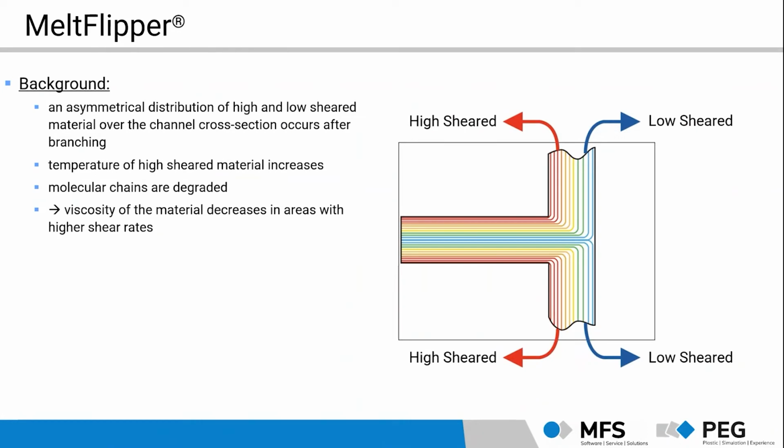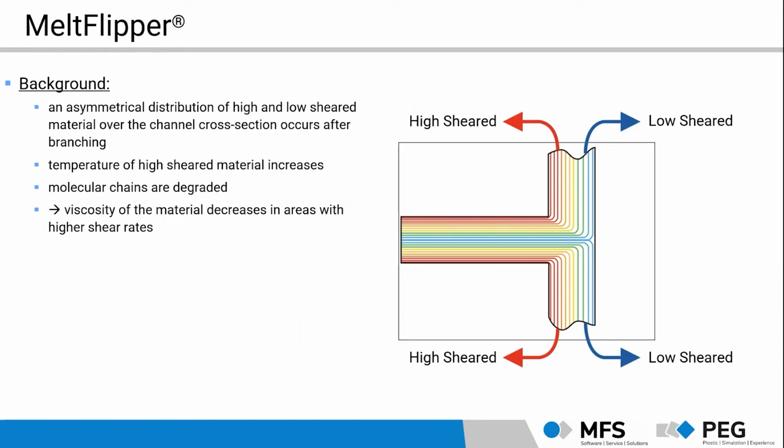What does that do with our material? You can see that here. We have highly sheared material in areas near the wall, and we have lower sheared material in the middle area. Material which is affected by high shear forces reacts by becoming hotter, so the temperature increases, and as a second effect, the molecular strands are degraded. Especially the second effect differs in its intensity depending on the material, but the total result, meaning the decreasing of the viscosity, is a combination of both effects.